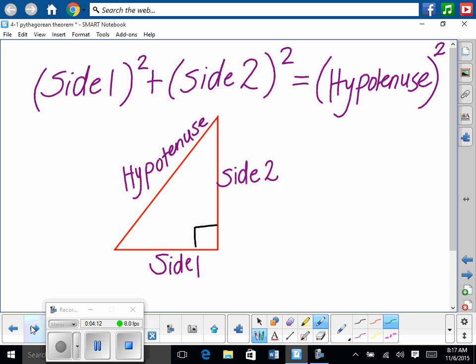Really, what we're doing with the Pythagorean theorem is we're taking side 1 squared plus the other side, side 2, squared, and that's equal to the hypotenuse squared. Now, once again, hypotenuse is across from the 90-degree angle. So that's the huge important part. We could have done side 2 squared plus side 1 squared, but the hypotenuse squared must be after the equal sign. Does that make sense, everybody? Yes or no?